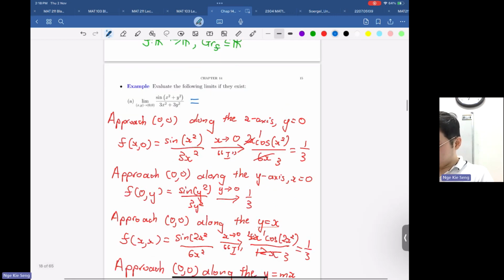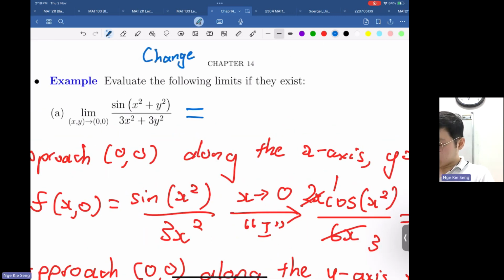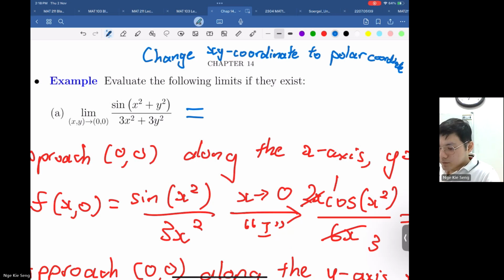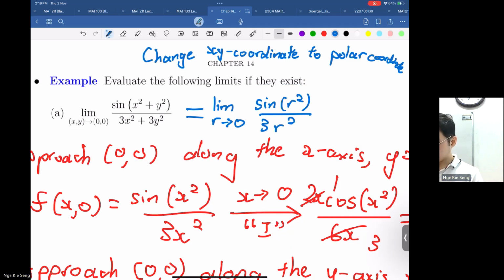Okay, so if I do the coordinate change, what happened? Let me write here. So we're going to change xy coordinate to polar coordinate. So our limit here will become r theta, okay, still going to zero. Angle can be anything, actually. We just take radius to zero. Then we just get radius to zero. Okay. And then sine r squared over 3 times r squared.